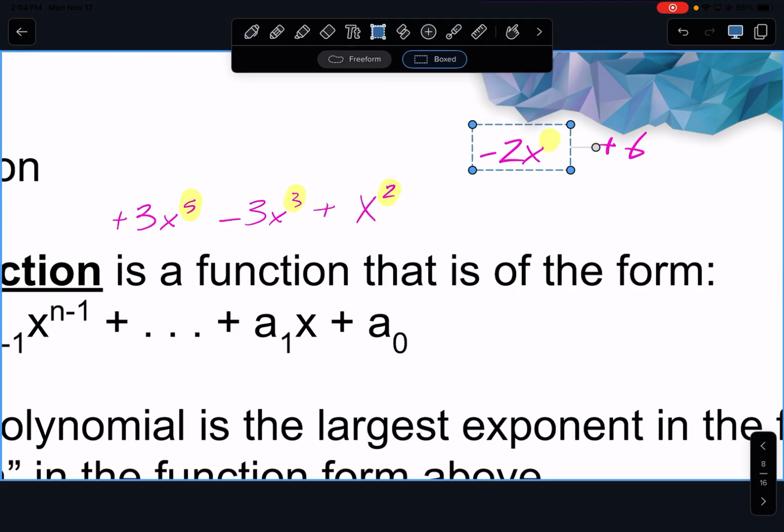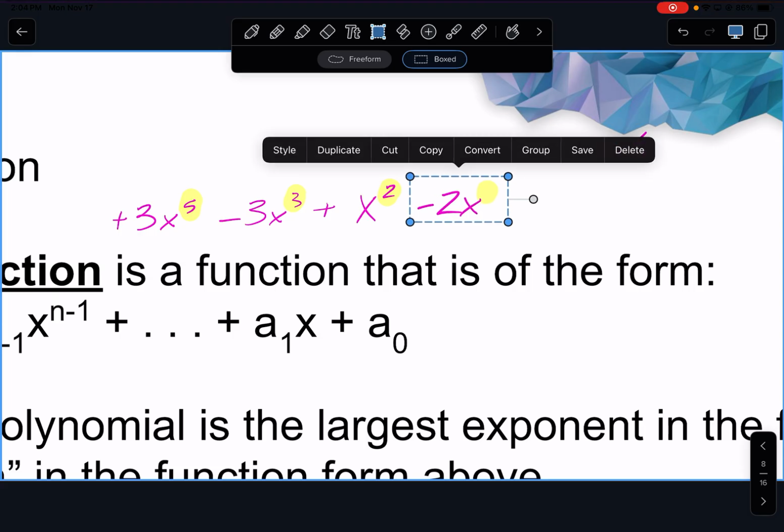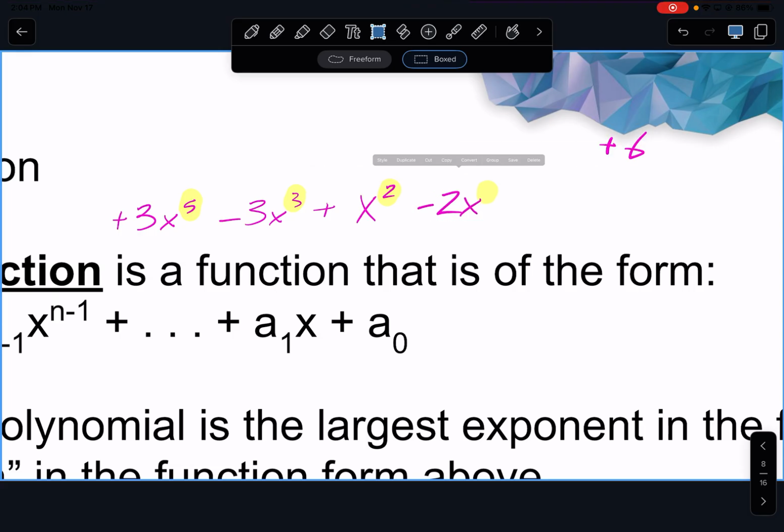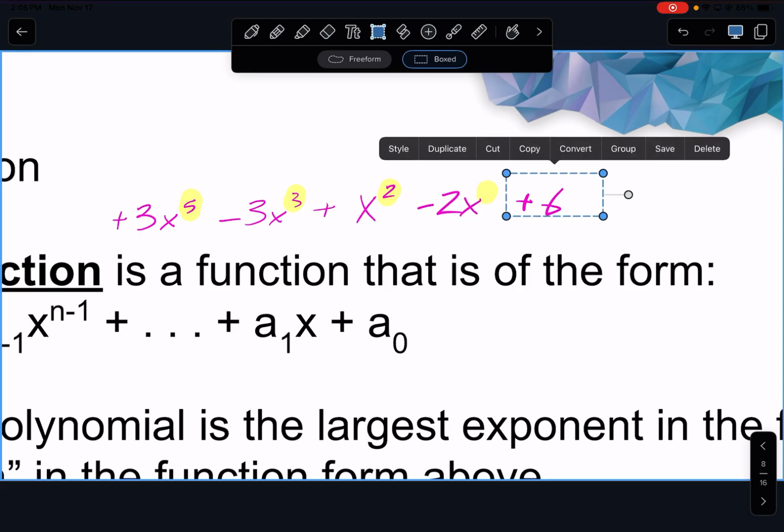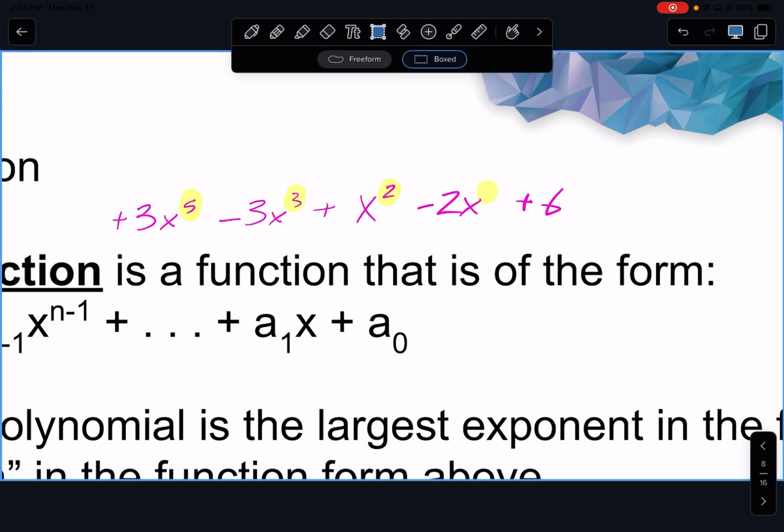And then this one. What's the degree of that negative 2x? Yeah, there's a 1 there. What's the degree of the 6? 0. Okay, if there is no x, the degree is 0. Okay, we just put that in standard form.